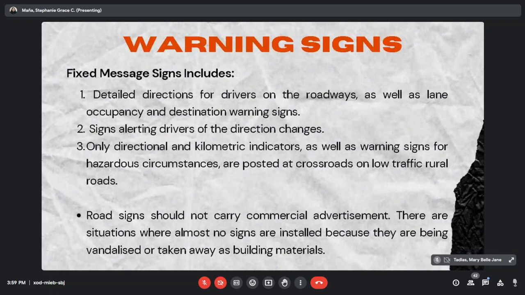Then third, only directional and kilometric indicators as well as warning signs for hazardous circumstances are posted at crossroads on low traffic rural roads. So road signs should not carry commercial advertisement. There are situations where almost no signs are installed because they are being vandalized or taken away as building material. So, if may mga roads kayo nadadaanan na need ng warning signs pero there is no presence of any traffic warning signs, ibig sabihin nun, tinanggal na siya since na-vandalize na or kinuha na nung mga people living near the area.